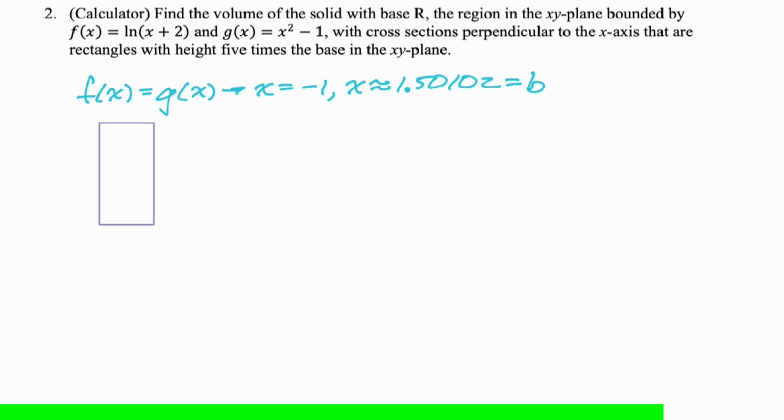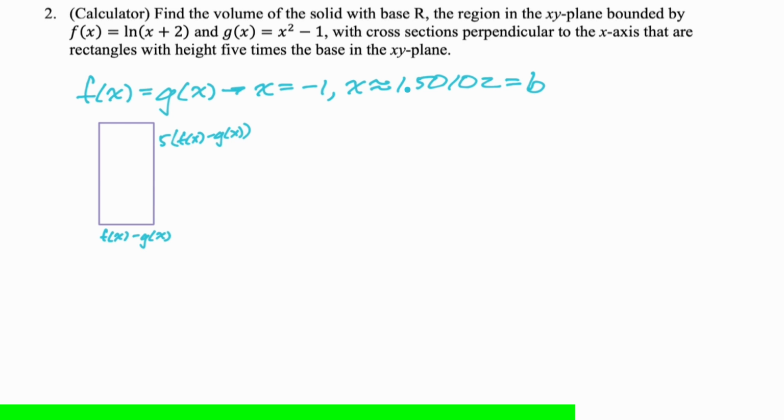We need to figure out what we're doing for this cross-section thing. So there's a rectangle. The base is just going to be top take away bottom, which is f of x minus g of x. The height is going to be 5 times that, so it's going to be 5 times the quantity f of x minus g of x. And then we need to do the integral of the area of a cross-section. The area of a cross-section is base times height, so 5 times the quantity f of x minus g of x squared.